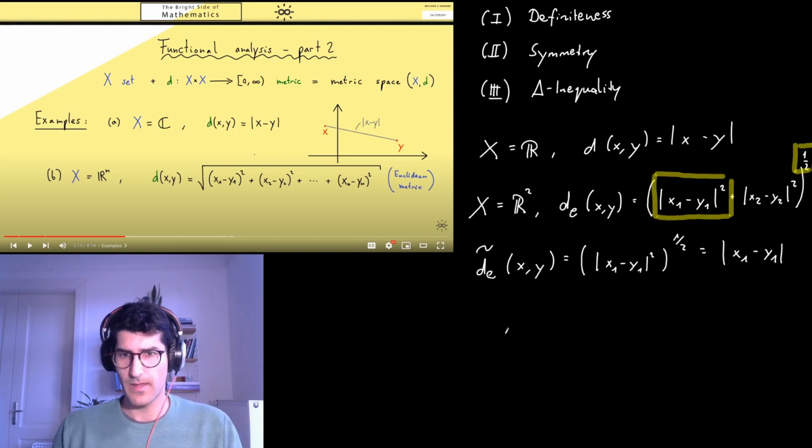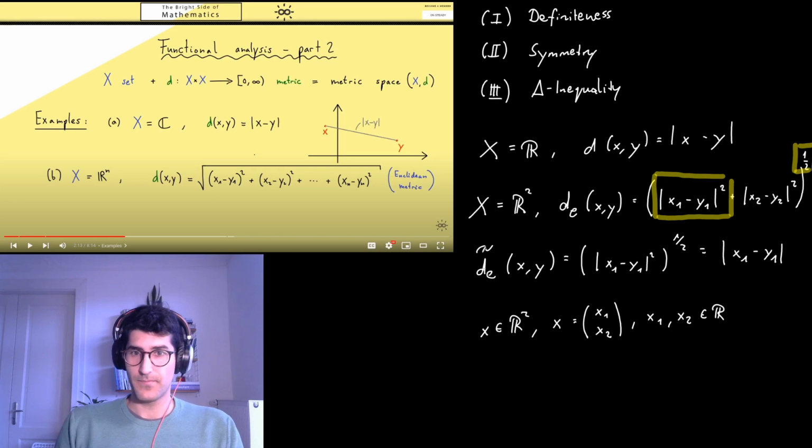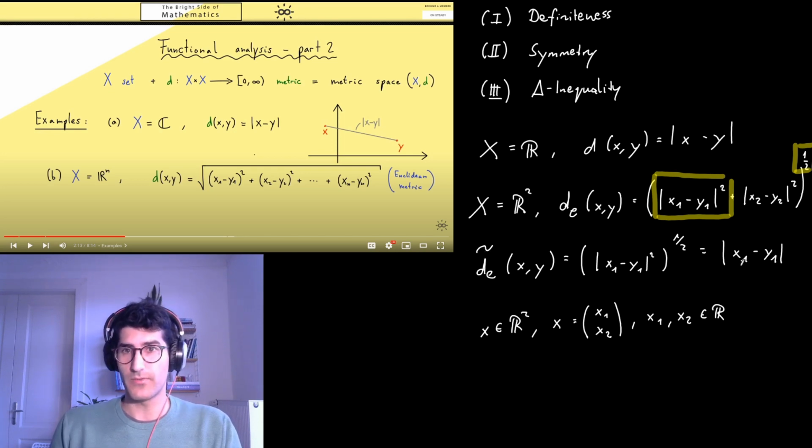Just to make sure, if x is an element of R², I can write x in the form x1, x2, where x1 and x2 are elements of the real numbers. So you see, linear algebra is handy here. We already know what to look at when we have a vector like this. Same goes for the vector y. It has two components, y1 and y2. And now our new mapping, dE tilde, is defined as the absolute value of the difference of the first components.